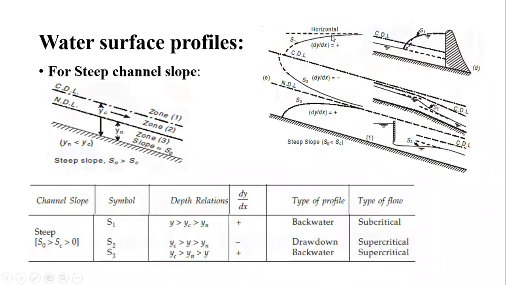Conditions were, for region 1, that is S1, the actual flow depth is greater than critical and also greater than normal. dy by dx, that is the slope, is positive.